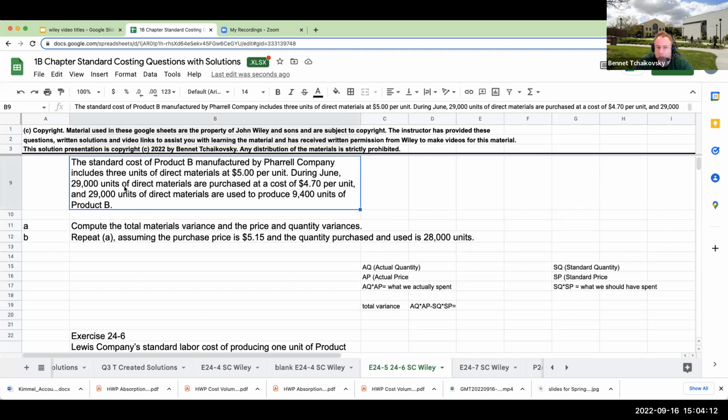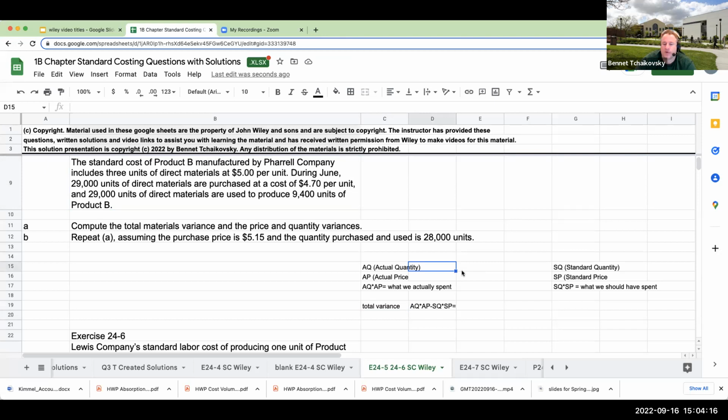Okay. So for Farrell, the standard cost for product B includes 3 units of direct materials at $5 per unit. During June, so this is the actual number, 29,000 units of direct materials are purchased at a cost of $4.70 per unit. So the amount I actually spent is going to be 136,300. This is what I actually spent.